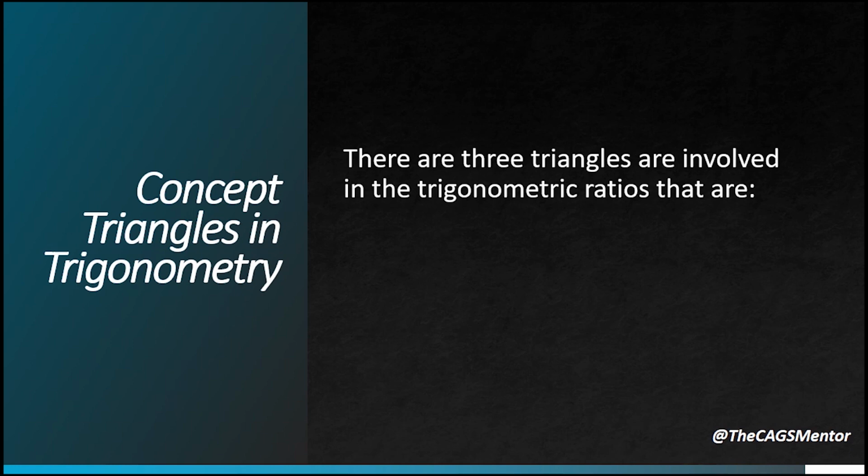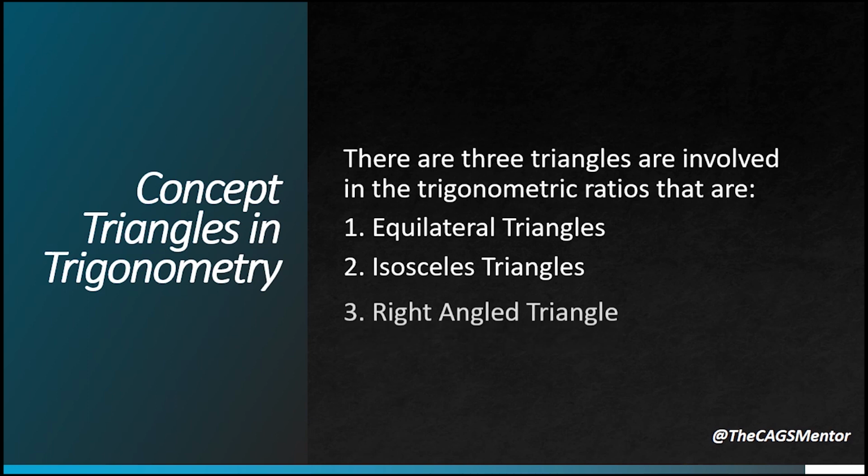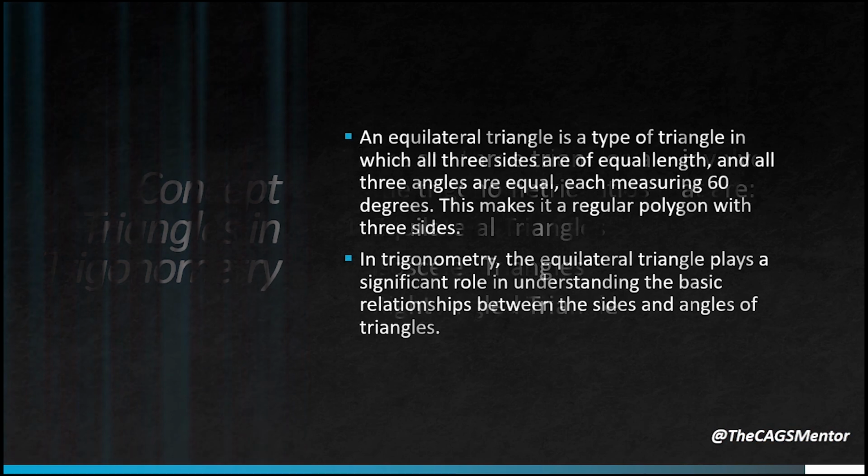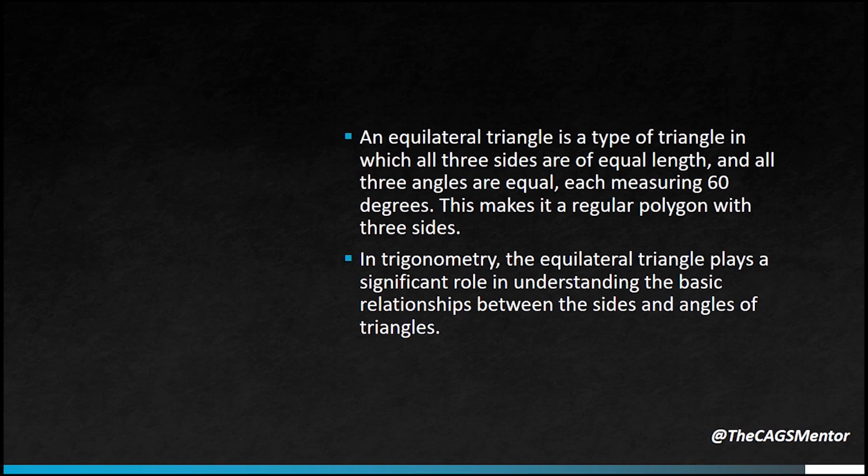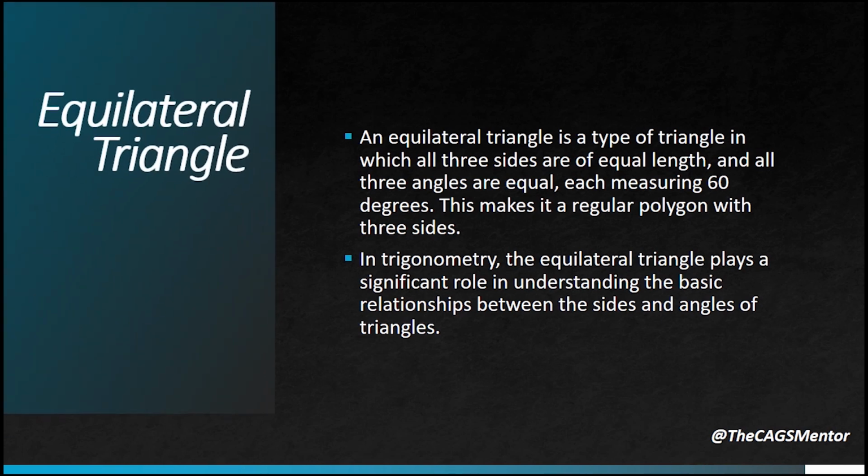There are three triangles involved in the trigonometric ratios: the equilateral triangle, the isosceles triangle, and the right angle triangle. You are already familiar with these types of triangles, but here we are going to discuss the triangles' relationship with trigonometry. Now, the first type of triangle is the equilateral triangle.